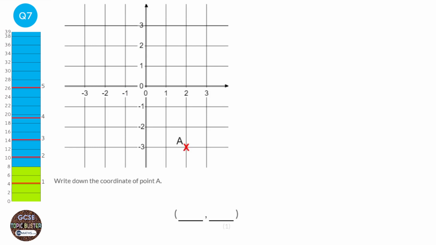To find a coordinate, what we can do is start in the middle and work out how far across we have to go. And here we have to go 2 across, so the x coordinate is 2. Then we find out how far upwards or downwards we have to go. And here we have to go 3 downwards. So that's going to be minus 3. So we first of all look at the x coordinate, the 2, then the y coordinate, minus 3, along the corridor, up, or in this case, down the stairs.